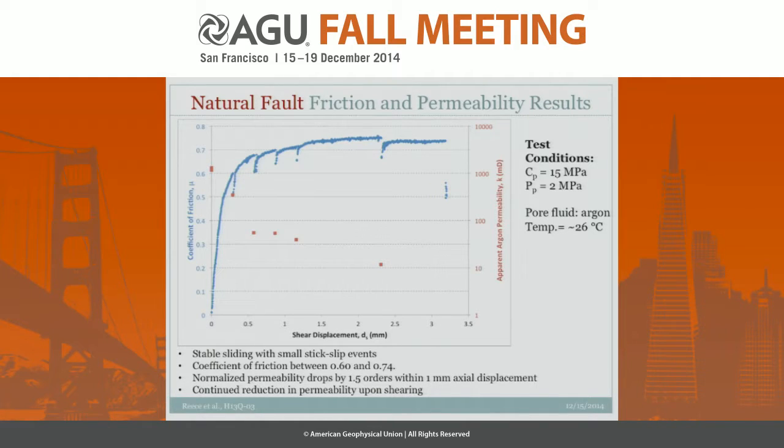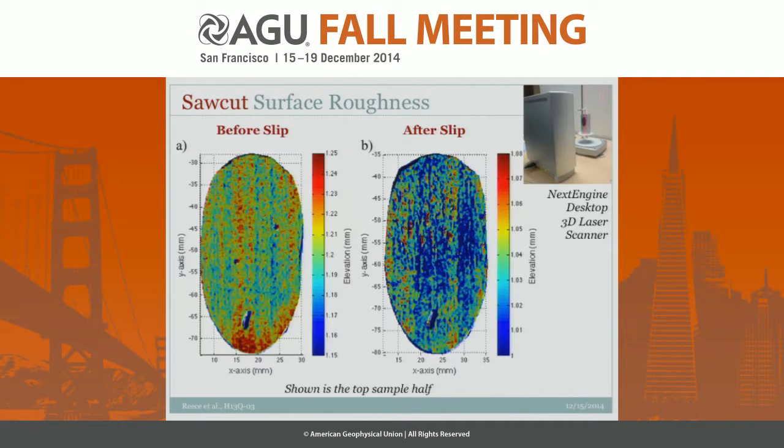And you can also see here mostly stable sliding behavior, but with some small stick-slip events. The coefficient of friction also rises quickly initially, and then converts into a more linear behavior. And the coefficient of friction ranges between 0.6 and 0.74. The permeability also decreases, not as much as in the Sawcut sample though, only about 1.5 orders of magnitude within the first millimeter. Now these are the roughness measurements.